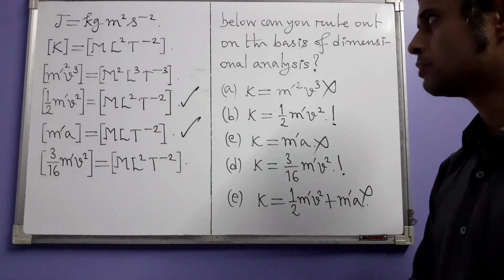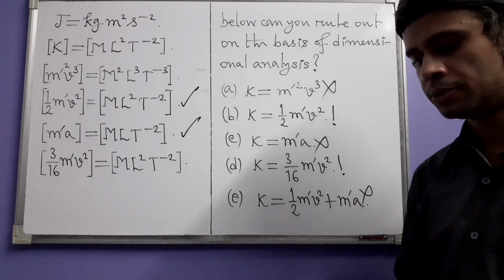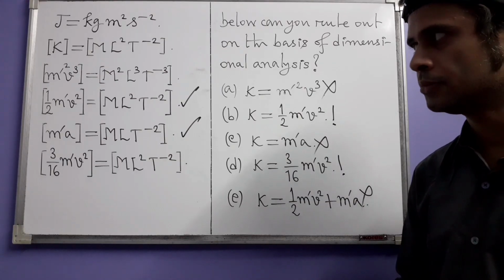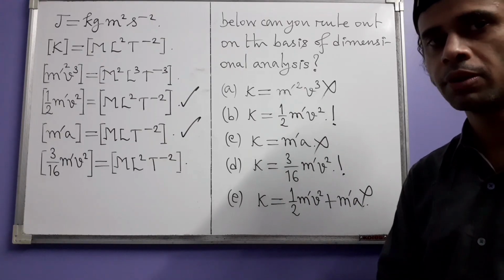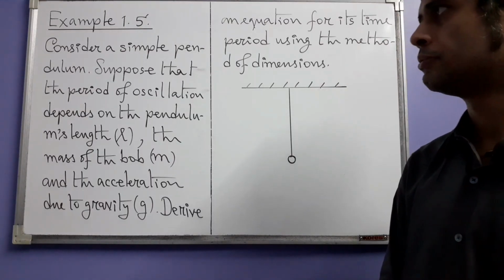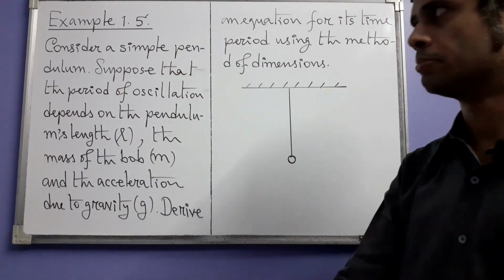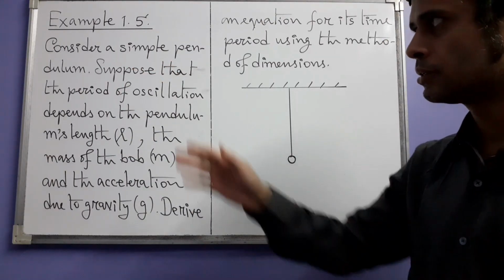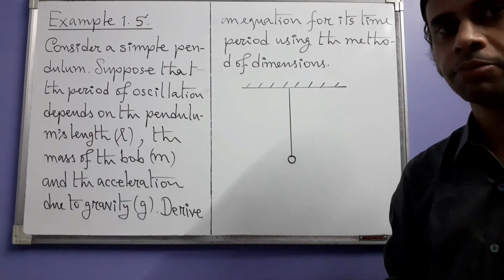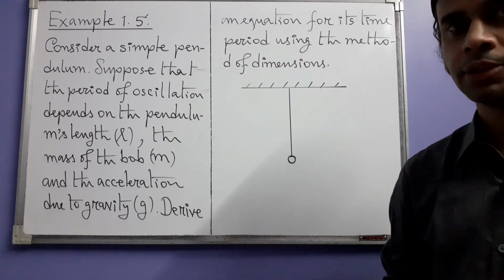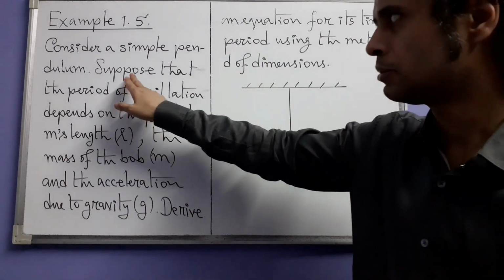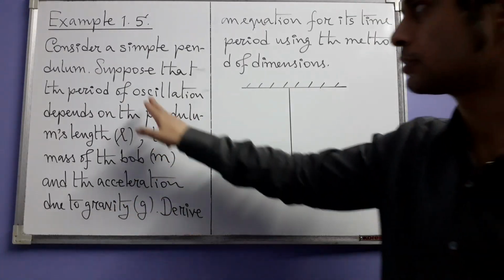And next let us see how we can use dimensional analysis to actually calculate the form of an equation. And that next one involves a simple pendulum. So next we have example 1.5. Consider a simple pendulum. The text writes something else also here, which I haven't written. It describes what a simple pendulum is. But because you already know what it is, I haven't written that part. Instead, I straight away went to whatever is there next.